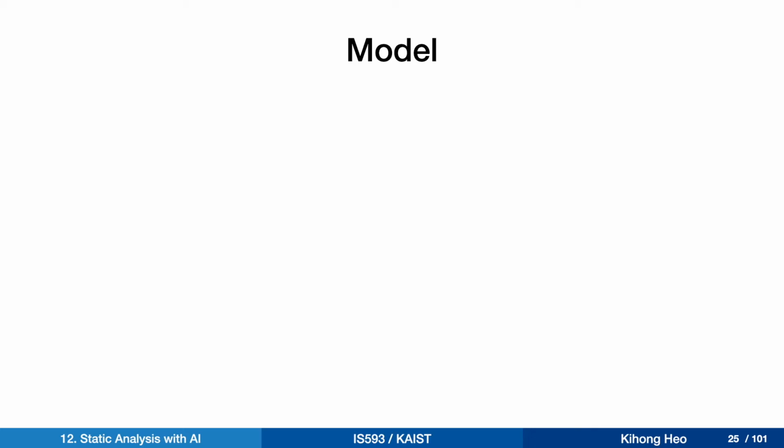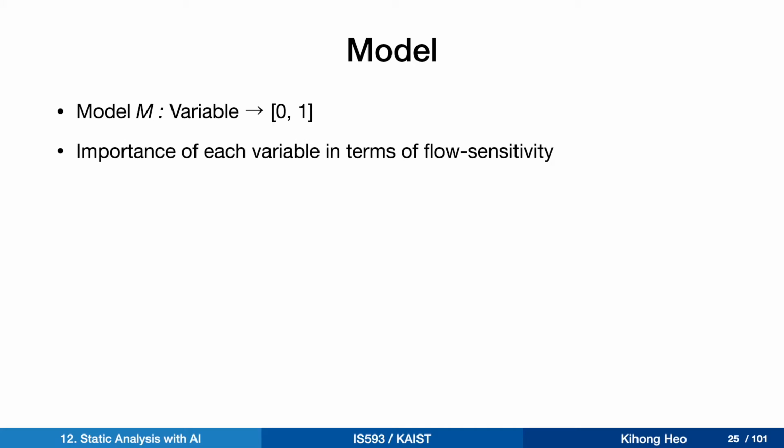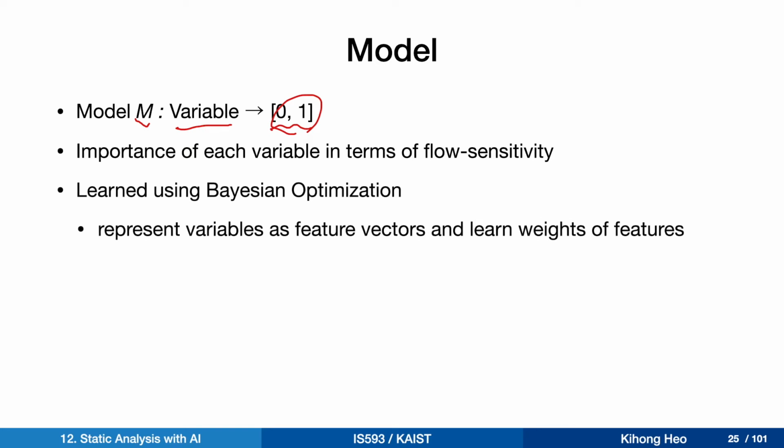Then let's talk about the model. In this particular case, the model describes the degree of importance for each variable in terms of flow sensitivity. Here, as you can see, this model M is a function from variables to real numbers between 0 and 1 that describes the degree of importance of each variable. We can train such a model with an off-the-shelf method such as Bayesian optimization.